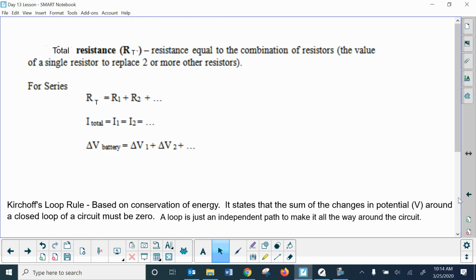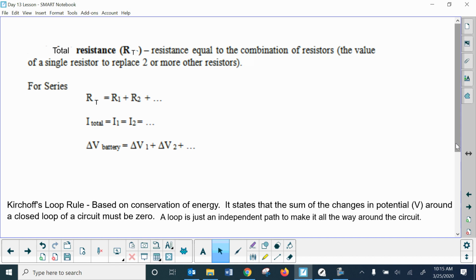So to find the total resistance in a series circuit, all you have to do is just add them together. If you had two resistors, you would just add them together. If you had three in series, you would keep adding and adding. We already mentioned the current is the same for all of them, so the total current is equal to the current that goes through the first piece and the second piece and the third piece, again, because there's only one pipe. And then another rule that comes out of this setup is the battery voltage is equal to the voltage across each piece added together, so voltage of 1 plus voltage of 2.